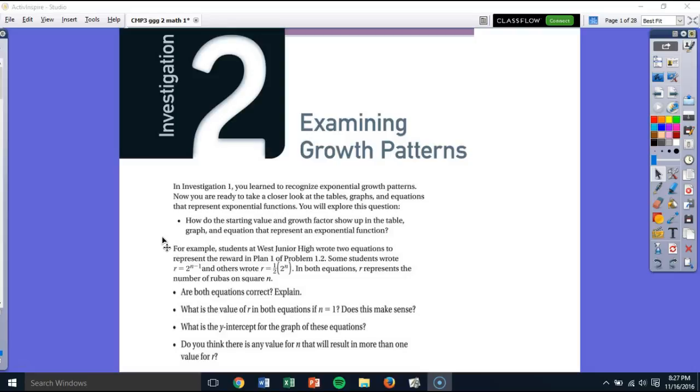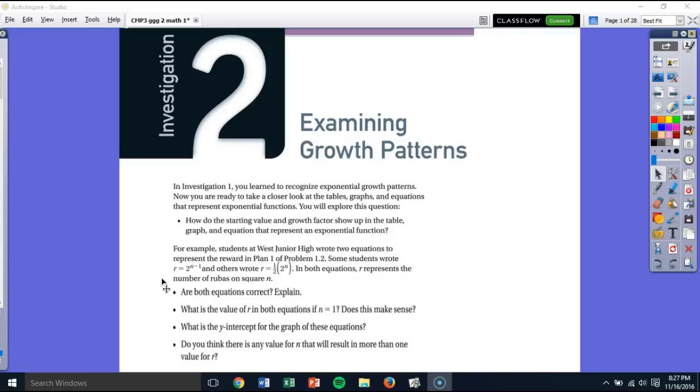So, for example, students at West Junior High wrote two equations to represent the reward in Plan 1 of Problem 1.2 with our peasant hero. Some students wrote r equals 2 to the n minus 1 power, and others wrote r equals 1/2 times 2 to the n power. In both equations, r represented the number of rubas on square n. Again, you could have used x and y or a and b, whatever you wanted to, but I want you to be able to identify what your dependent and independent variables are and what they stand for.